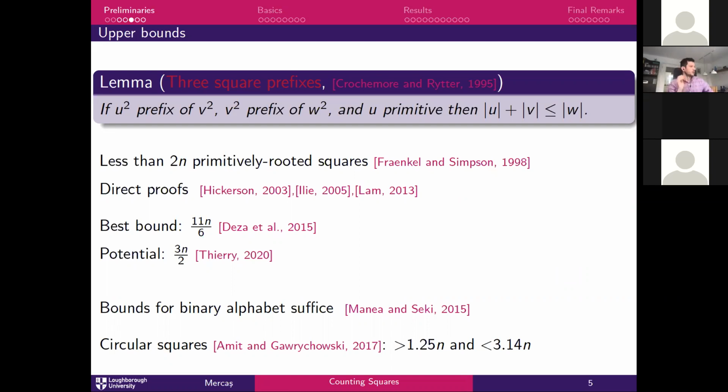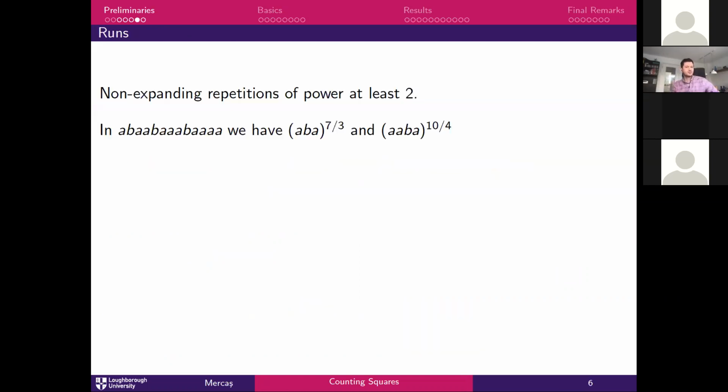Okay. Going from squares, we can also look at runs. Kolpakov and Kucherov introduced this concept and counted runs for the first time. A run is basically a repetition of a power at least 2, which you can't extend to the left and to the right. So if I consider this word, I have ABA as a run starting from the beginning. So I have ABA, ABA, and then an A here, and you can't extend it anymore. And AABA is also a run. Starting from position 3, you have AABA, AABA, and then an A.